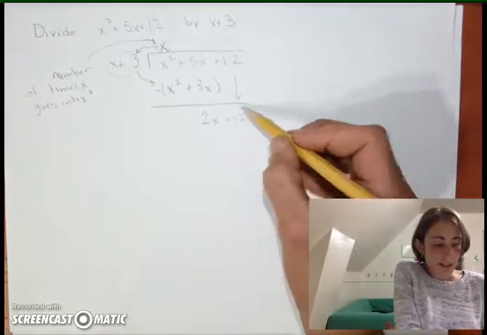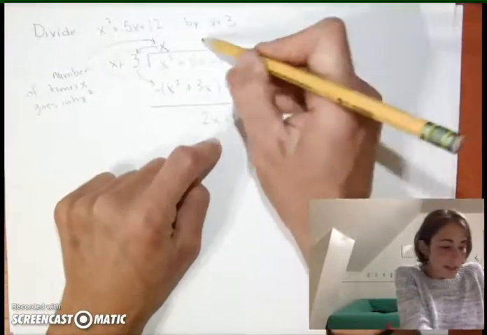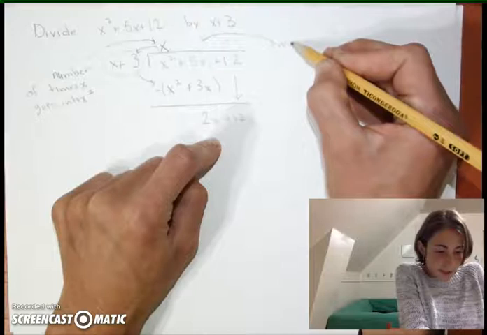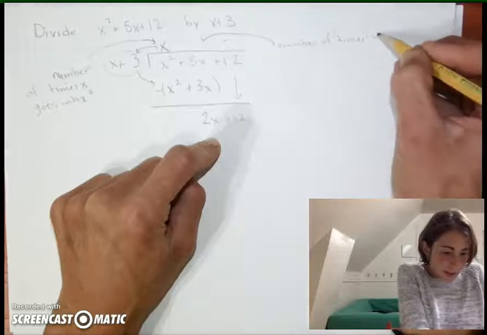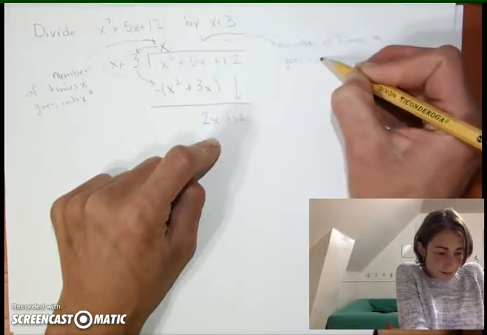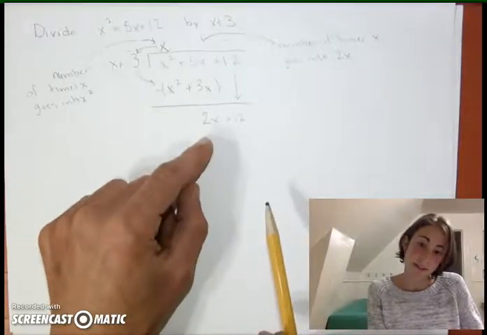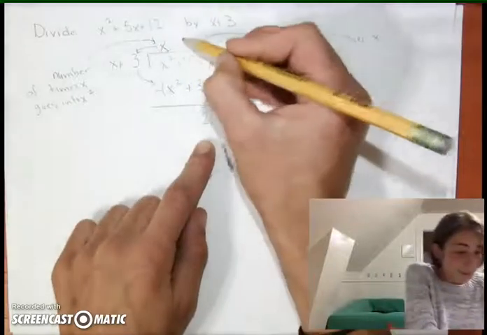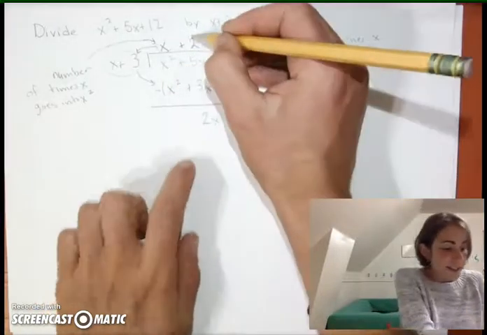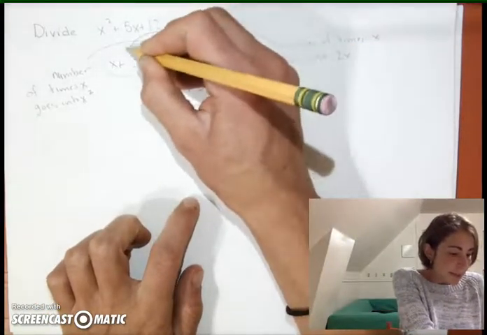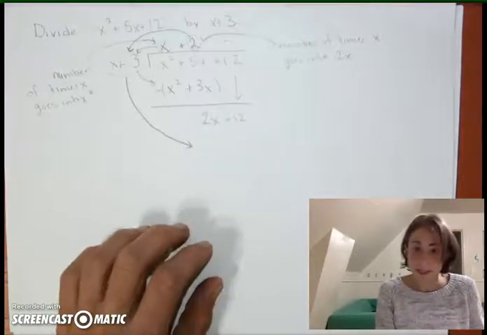Now I repeat the process with this polynomial. So I want to know how many times x goes into 2x, and I put that here. Or in other words, what do I have to multiply x by to get 2x? Well, that's easy. That's just 2. Now I take this 2, I multiply it by this entire expression, and I bring it down. So the same process, just repeated again.